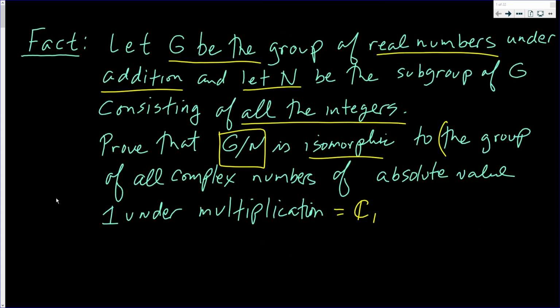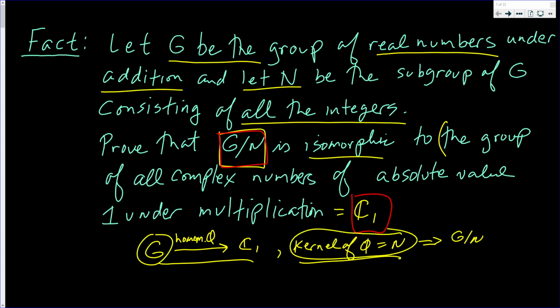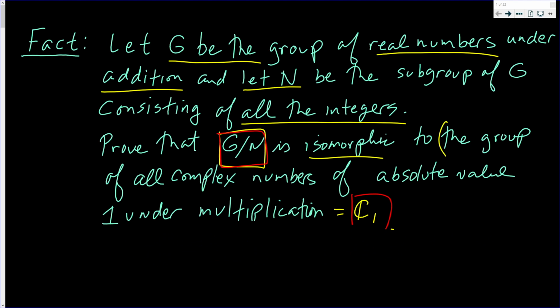Another thing is, they want me to show that this quotient group is isomorphic to this. Generally, you prove this as follows. Show that there's a homomorphism, call it phi, that goes from G to C1. Then show that the kernel of phi, in our case, is N. Whenever you have these two statements, that implies that G mod N, if you take G and you mod it with the kernel, is isomorphic to C1. That's all you have to do: find a homomorphism and find the kernel, and pray in this case that the kernel is N.